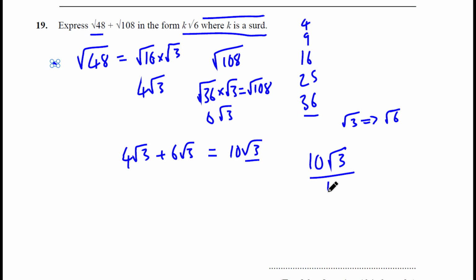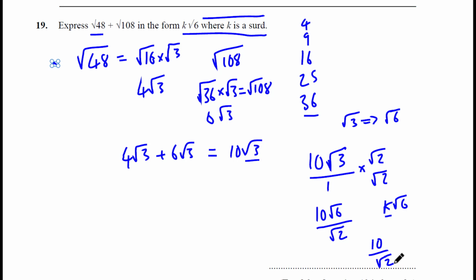Hope this makes sense. 10 over root 3, 10 root 3 divided by 1 is still 10 root 3. Now can you see if I multiply top and bottom by root 2, this is how I do this question, that becomes 10 root 6 over root 2, and it's asking us for the form of k root 6, so that means k has to be 10 over root 2. So that's kind of like a thinking surds question.